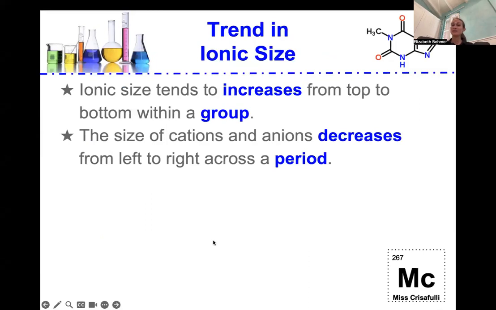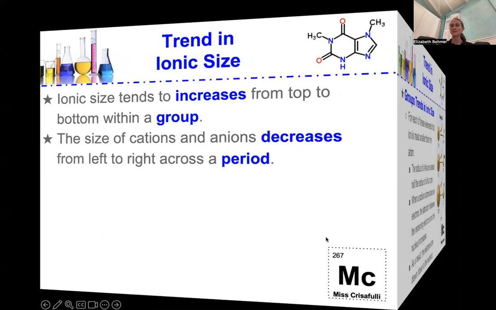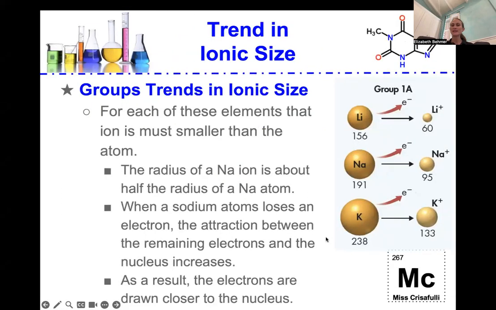Ionic size tends to increase from top to bottom within a group, and the size of cations and anions will decrease from left to right across a period. Group trends in ionic size.